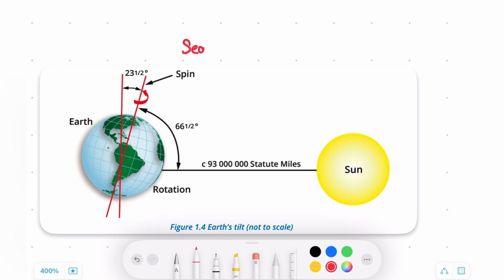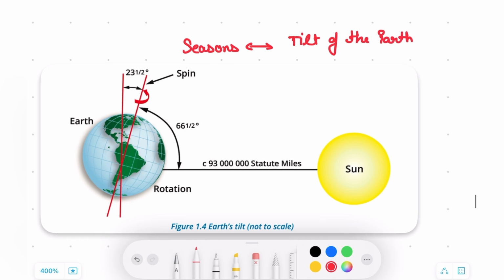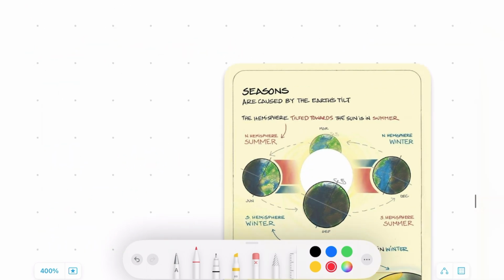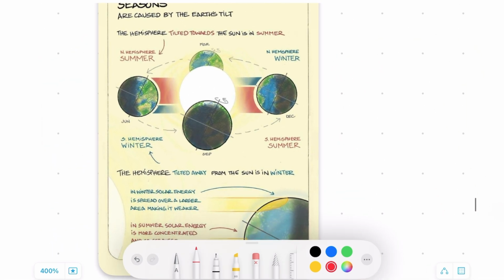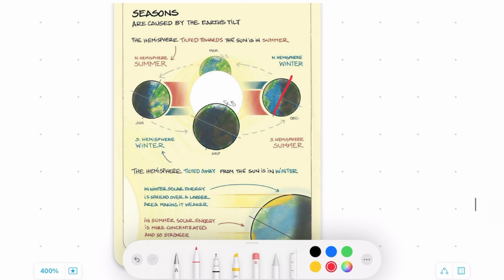So seasons are because of the tilt of the Earth. Let's take a moment and understand why I say that this is because of the tilt of the Earth. So if you were to look at this diagram here, because the Earth is tilted, and tilted in reference to whom? Tilted in reference to this orbital plane in which it is rotating, right? This is the orbital plane it is rotating in.